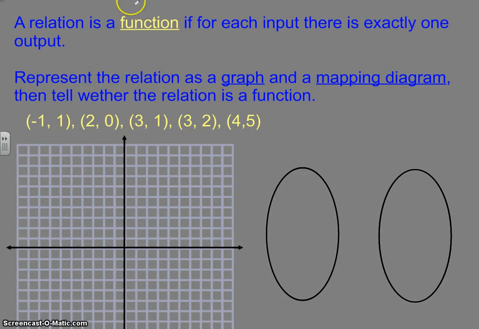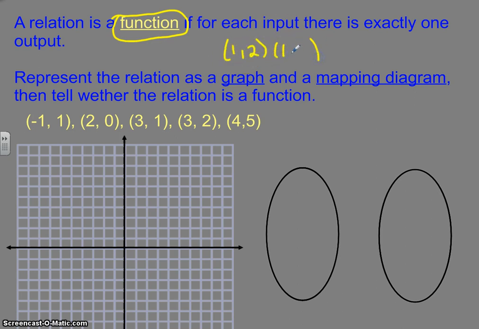Okay, relation is a function. Now this is a word you're going to hear a lot. Function. A relation is a function if for each input there's exactly one output. Meaning, x is the input. So if I have an input, let's say the input is 1 and the output is 2. If I have no other inputs that match this one, I've got a function.